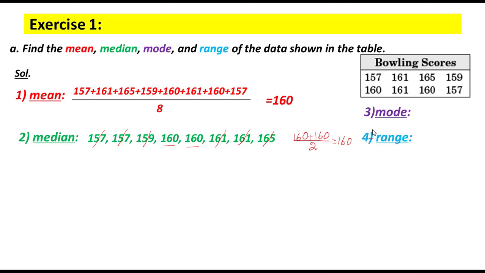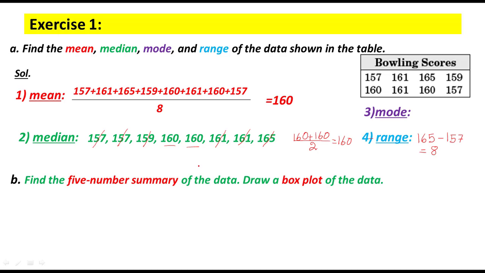Then my range is the difference between the greatest value and the least value. It is 165 minus 157. Next, find the 5 number summary of the data and draw a box plot of the data. Now, we know the 5 number summary from last time.